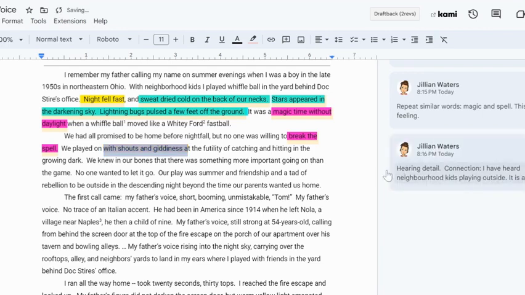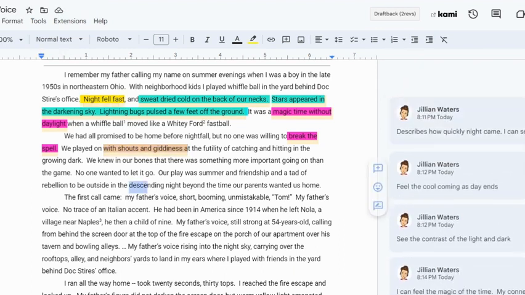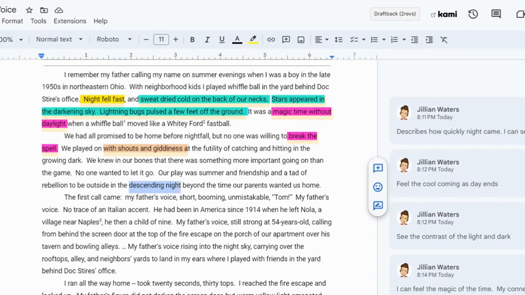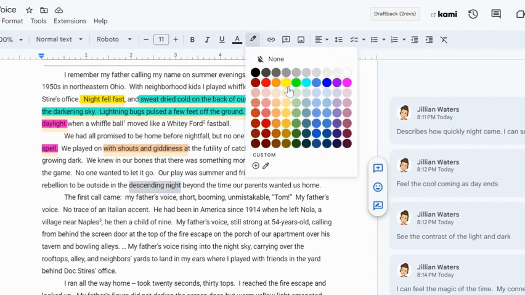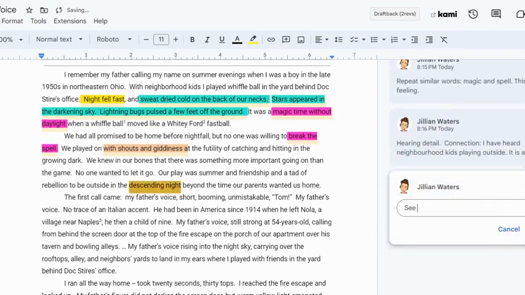So we've got that there. And again, the descending night, right? We have that in yellow above. So we have that repetition of nightfall coming, and we can see that detail. So we can see that nightfall is coming.